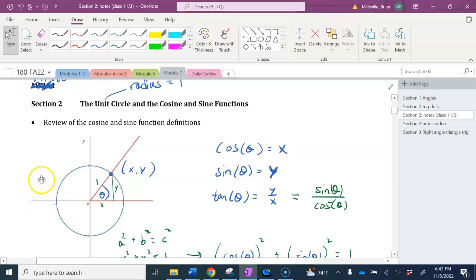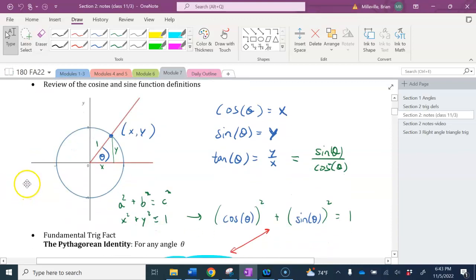Okay, before we get into finishing this off, we're just going to review a little bit of what we've done so far. I want to take a moment and talk about the Pythagorean identity. We have our embedded right triangle in the picture here. The base side length is x, the height is y for that right triangle. If we use the Pythagorean theorem, x squared plus y squared would equal 1 squared.